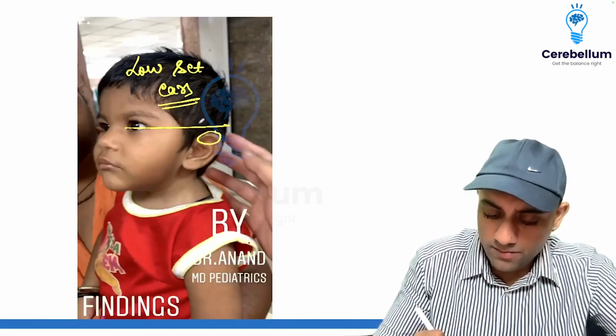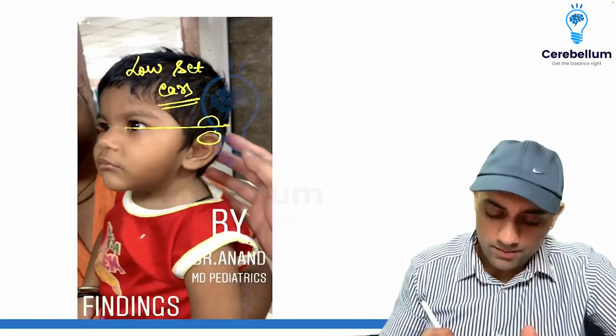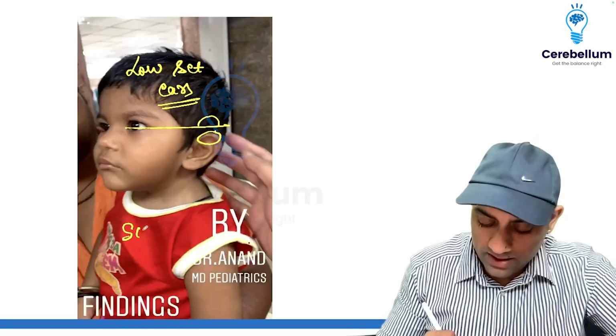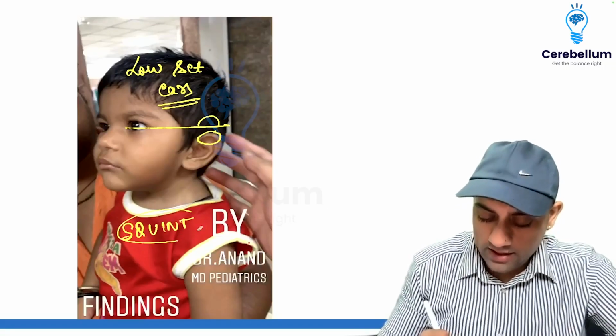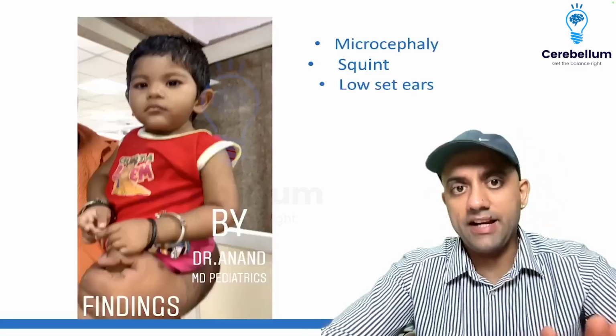Normally this 1/3 should be above like that. So low set ears the patient will have, number 1. Number 2, one more thing I told, the patient has squint. So squint with low set ear, this patient, there's a finding in this patient.